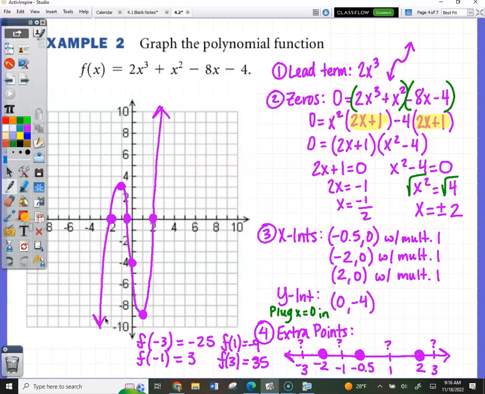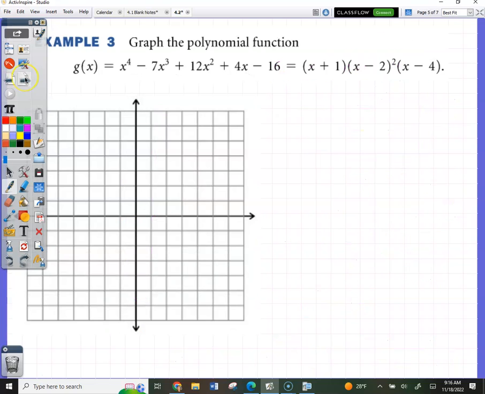All right, go to the next one and start it. When you first look at it, you're probably panicking. How many terms are here? 5. You can't factor 5 terms. So that's why, if you look right after it, notice it's in factored form. We're not factoring 5 terms. We're not doing that, okay?